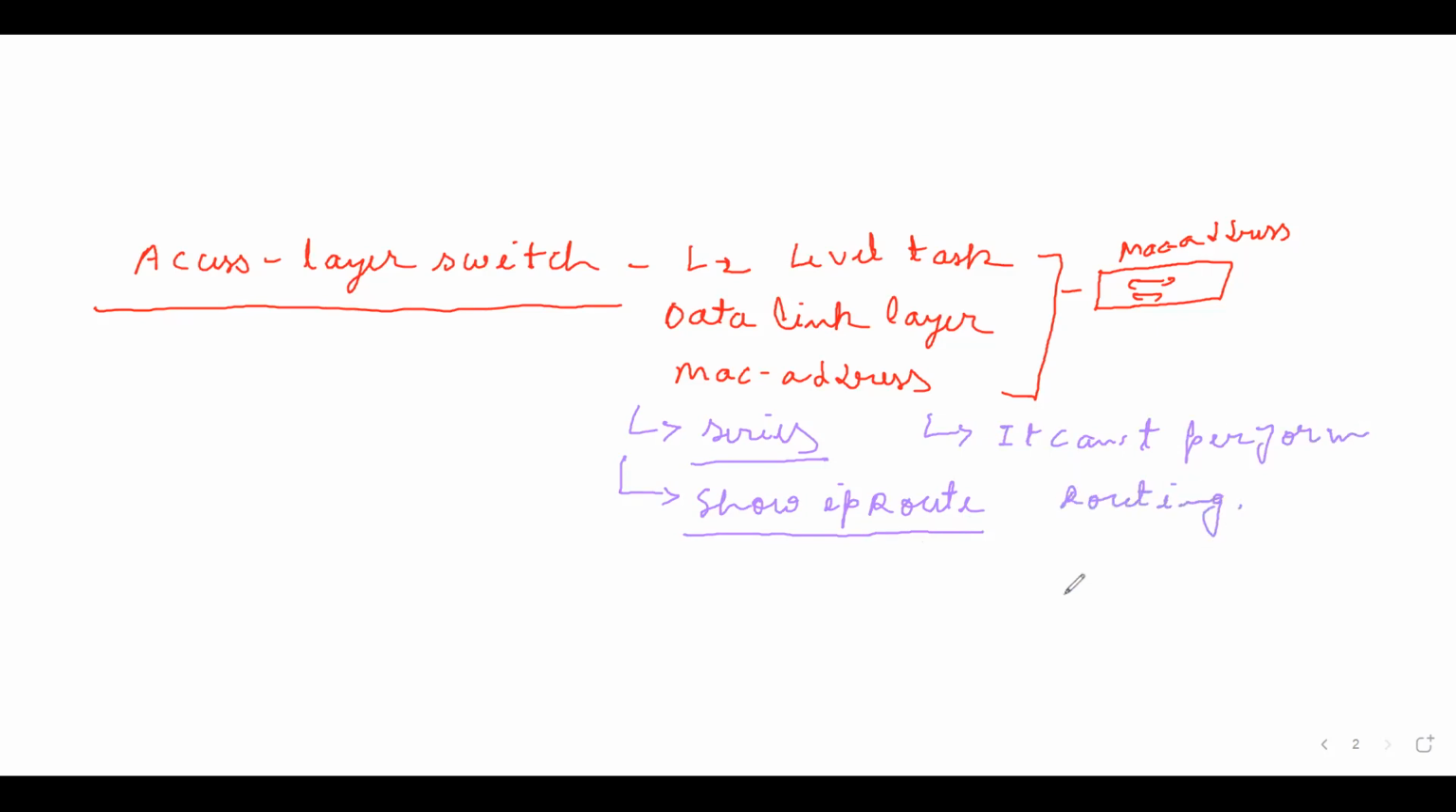So you can check by series also. Lower series, you will always get an L2 switch. Higher series, you will always get a layer 3 or multi-layer switch. One more thing here, distribution layer.